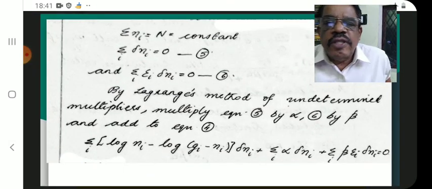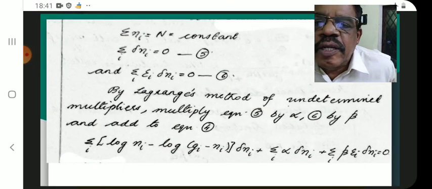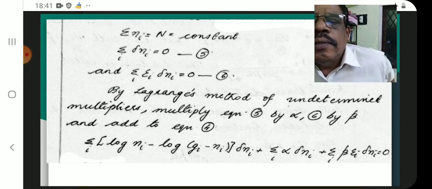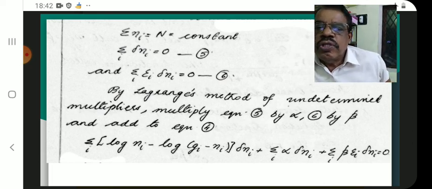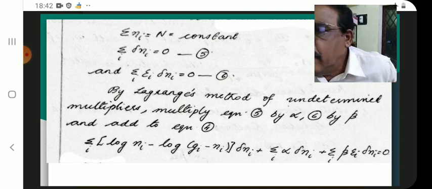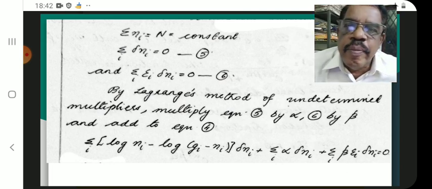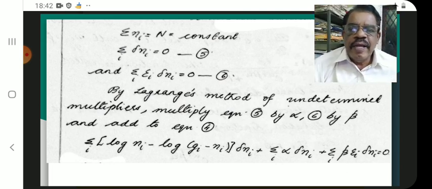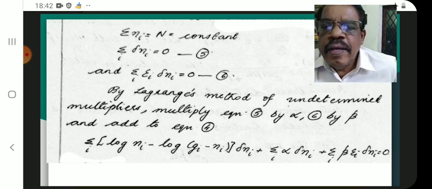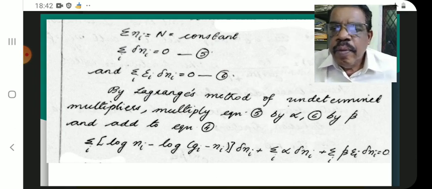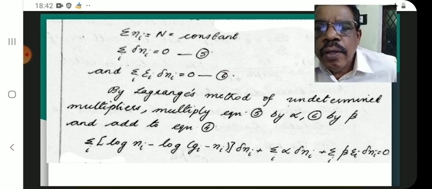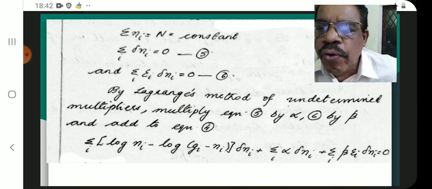By Lagrange's method of undetermined multipliers, multiply equation 5 by alpha, equation 6 by beta, and add it to equation number 4. That is the Lagrange's method of undetermined multipliers. We multiply in that manner.